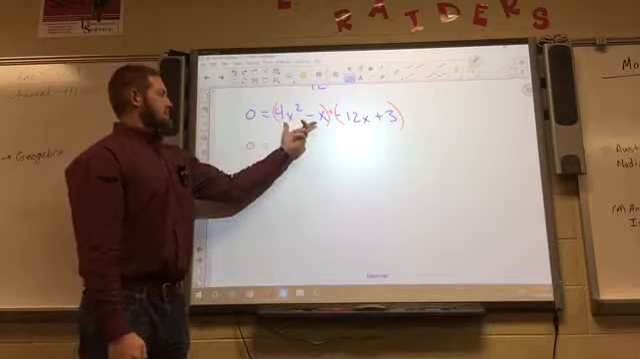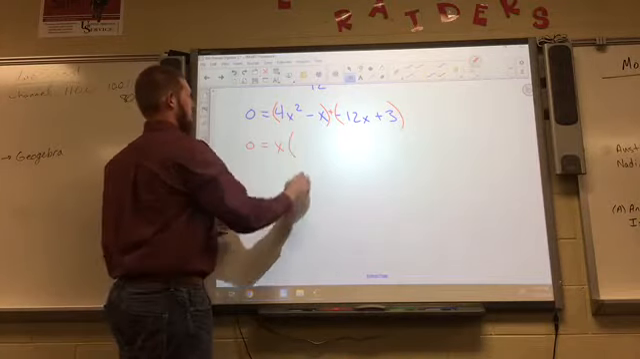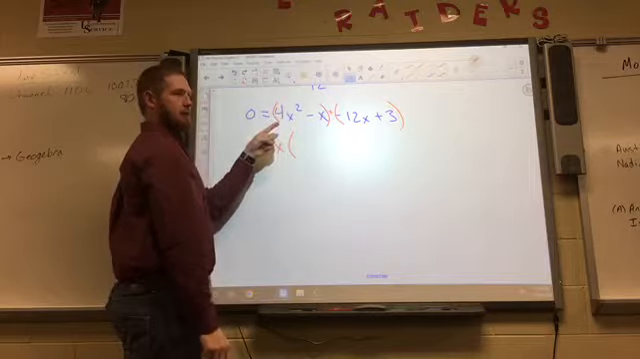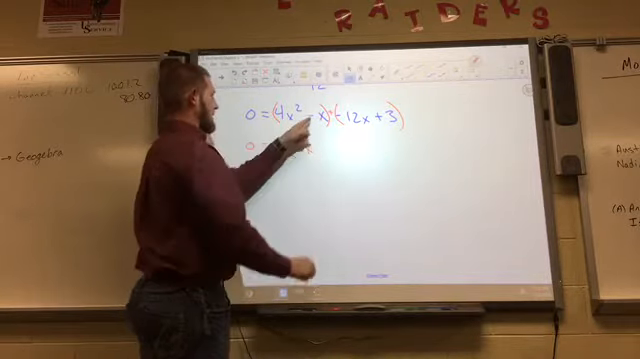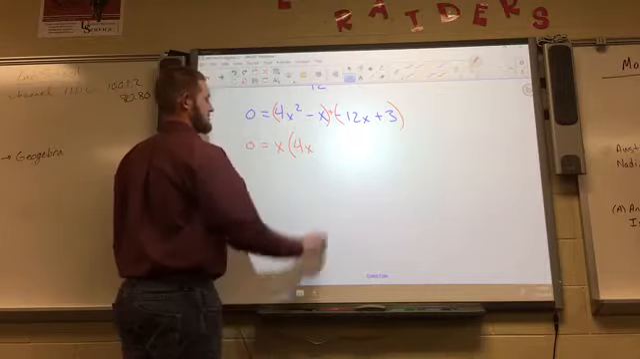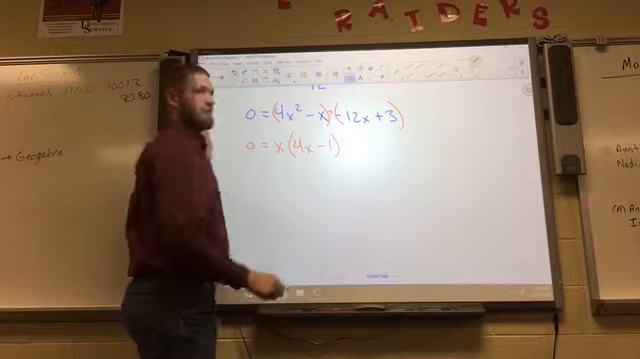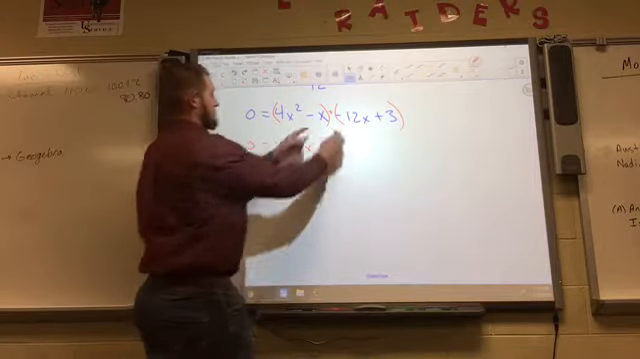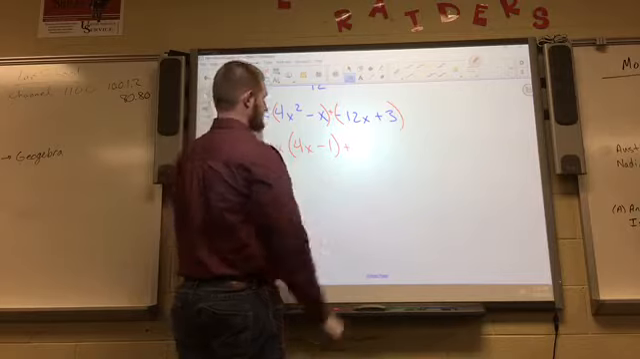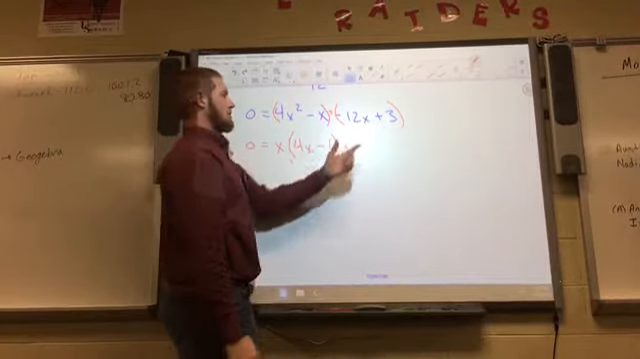What can I take out of this group? An x. 4x squared divided by x is 4x. Negative x divided by x is negative 1. Remember, you're dividing. You're not subtracting, you're dividing. Plus, what can I take out of both of these? 3.